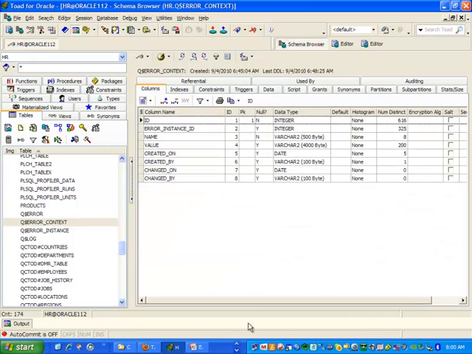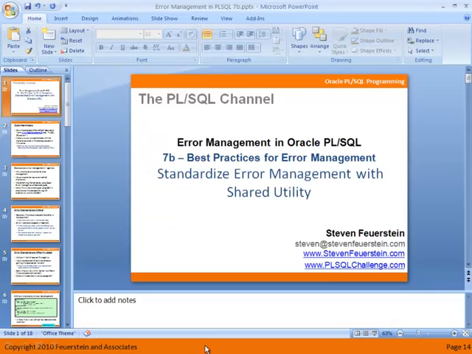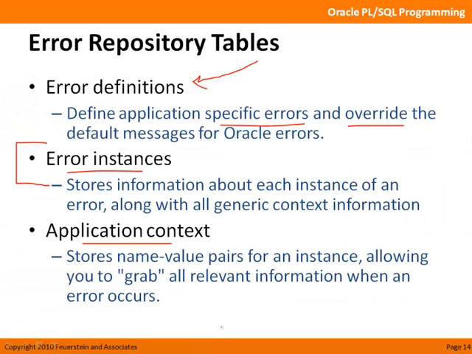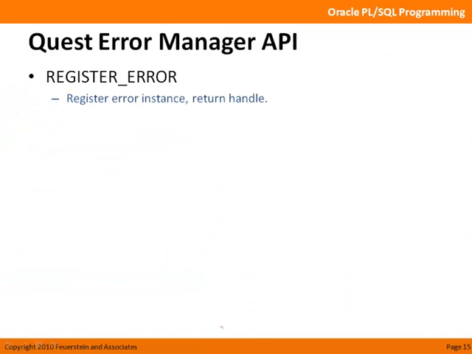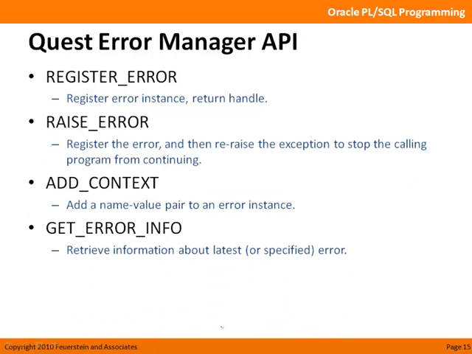Let's take a look at how I apply them in my environment. What I've done is build an API in my Quest Error Manager package. There's a lot more than these four, but these are the four we'll take a look at in the context of this lesson. Number one, register an error. This is basically the same as logging an error. I want to register the fact that an error occurred. Raise error says, well, register the error, save it out to the table, but then re-raise the exception to stop the calling block from continuing.